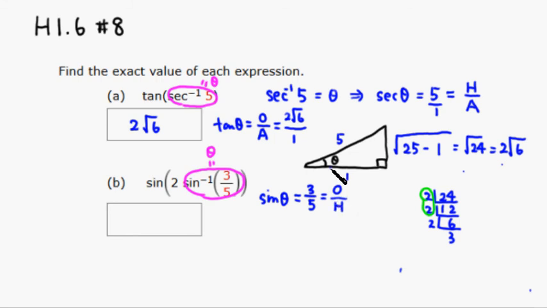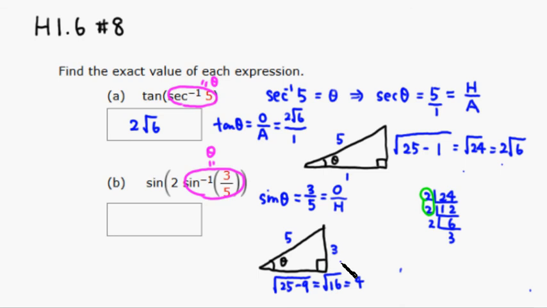So we can draw another right triangle. And here is the theta. We can let the hypotenuse be 5 and the opposite be 3. So we can find the adjacent by taking the square root of 5 squared, 25, minus 3 squared, 9. So that's the square root of 16, which is 4. So the adjacent is going to be 4.